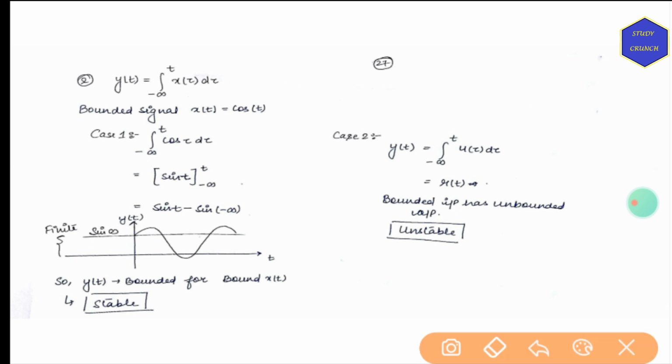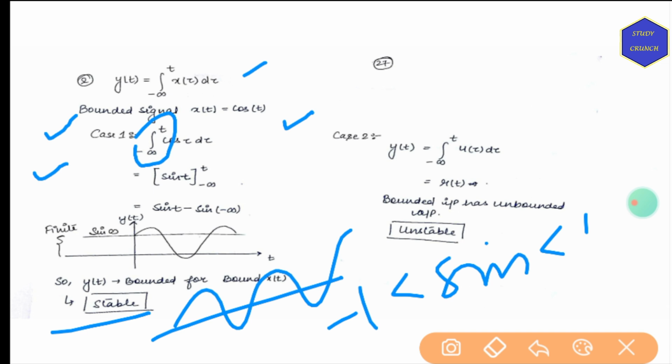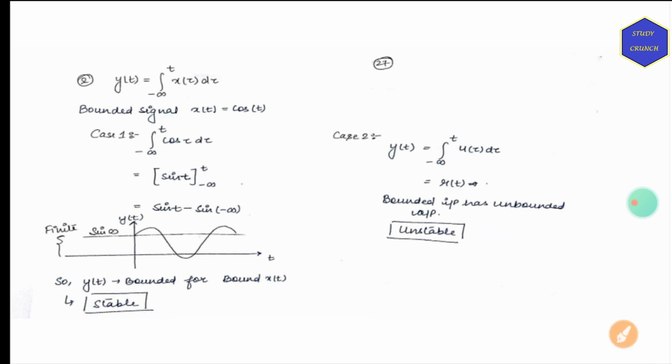Next, y(t) is equal to the integral of x(tau) d tau. For a bounded input, x(t) is equal to cos t. Case 1 will be if we integrate from minus infinity to t, it has a range of -1 to 1, so it is stable. Another case can be if we have a unit signal, that will give us a ramp on integration, which will be unstable.